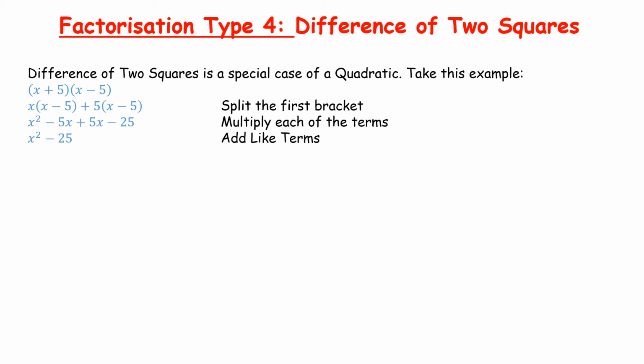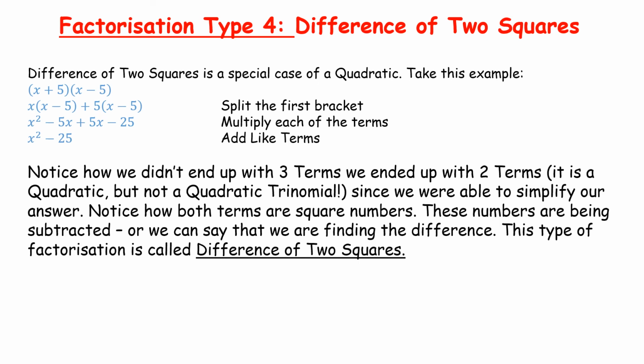Okay, this is a quadratic. x squared minus 25 is a quadratic, because remember, quadratic means it has an x squared. It's not a quadratic trinomial. It doesn't have 3 pieces, but it is a quadratic. It is a special type of quadratic.